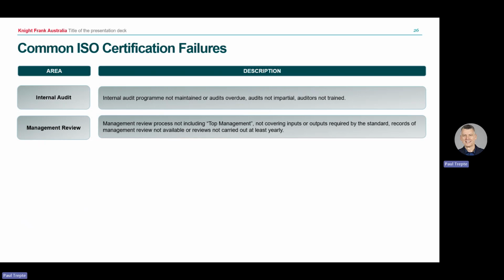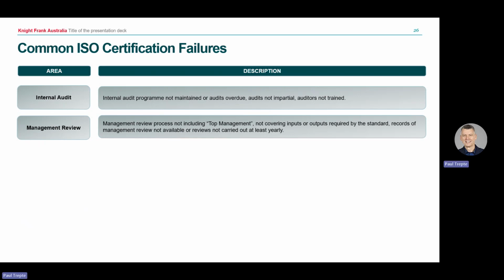Another common area of failure, and these two are actually being managed by myself and my team, so I'm pretty convinced that we won't get these failures, is internal audit programs not being maintained, audits being overdue, audits not being carried out by people independent of the work, and auditors not having any formal auditor training.